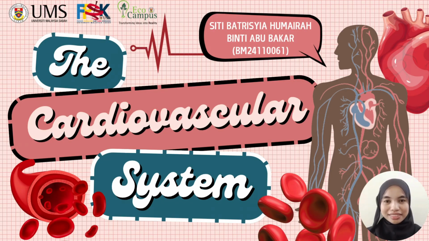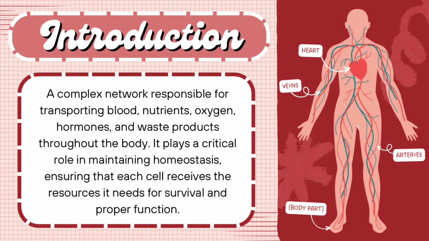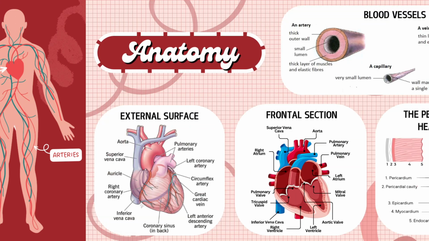Hello everyone. Today, I will be talking about the cardiovascular system, which is an essential part of the body. It is a complex network responsible for transporting blood, nutrients, oxygen, hormones, and waste products throughout the body. It plays a critical role in maintaining homeostasis, ensuring that each cell receives the resources it needs for survival and proper function. Therefore, let's take a look at the anatomy of these system components.